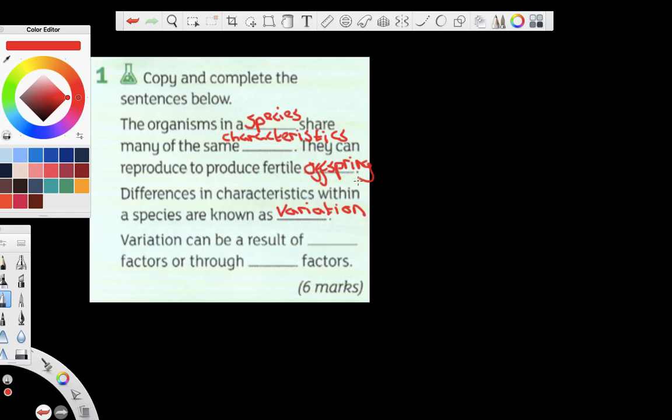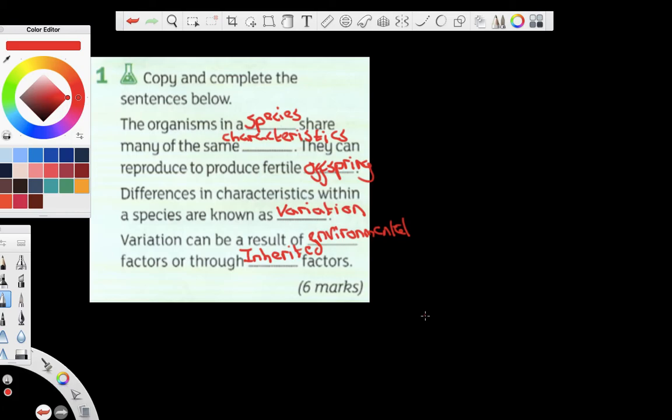Variation can be a result of environmental factors, or through genetic or inherited factors. You could have had those last two either way round.